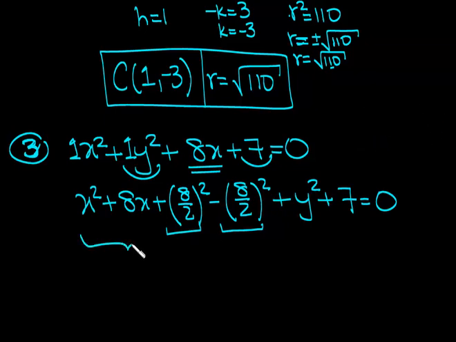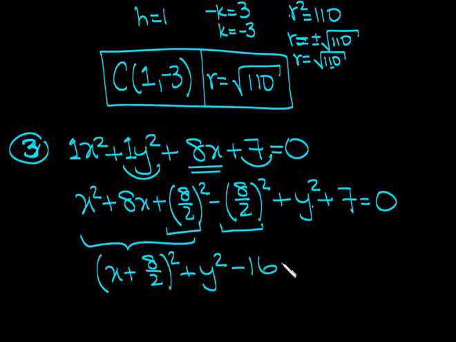So now these three terms can be written as a square. So it's x plus b over 2, so it'll be 8 over 2 squared. And then I have plus y squared. I'm going to write this next, and then this next. 8 divided by 2 is 4. 4 squared is 16. So you get minus 16 plus 7 is equal to 0.